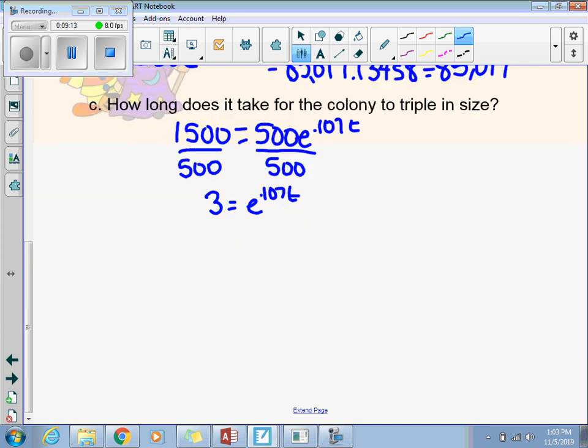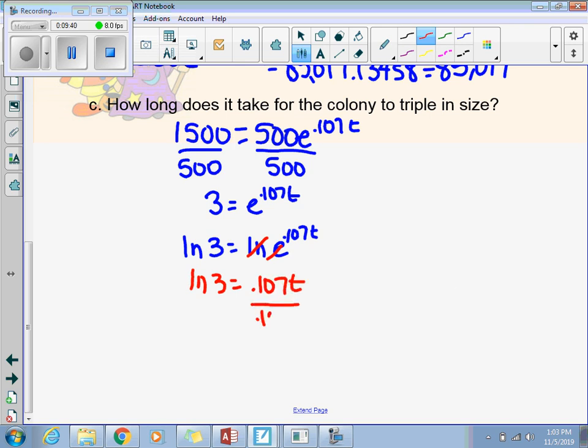Now remember, we've been working on solving exponentials and logs. So to get rid of the e, we're going to put ln in front. So we got ln of 3 equals ln of e to the 0.107 t. And we're going to cancel out the e and ln. So we've got ln of 3 equals 0.107 t, and then divide by 0.107. And then this is where you'd go to your calculator and type it in, and we would get t to be 10.3 hours.